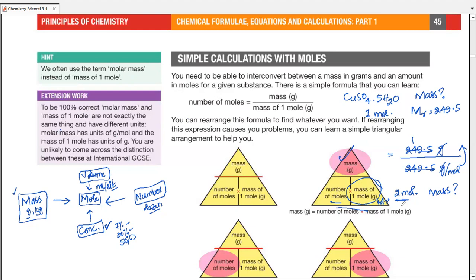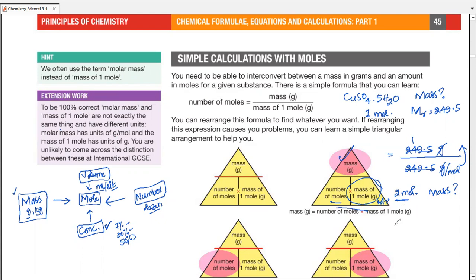If you have a calculator with you, that should be really easy. Taking that 2, multiplying it by 249.5, the answer should be 499. Perfect. So you take 499 grams of copper sulfate hydrated, and you will have 2 moles of it.